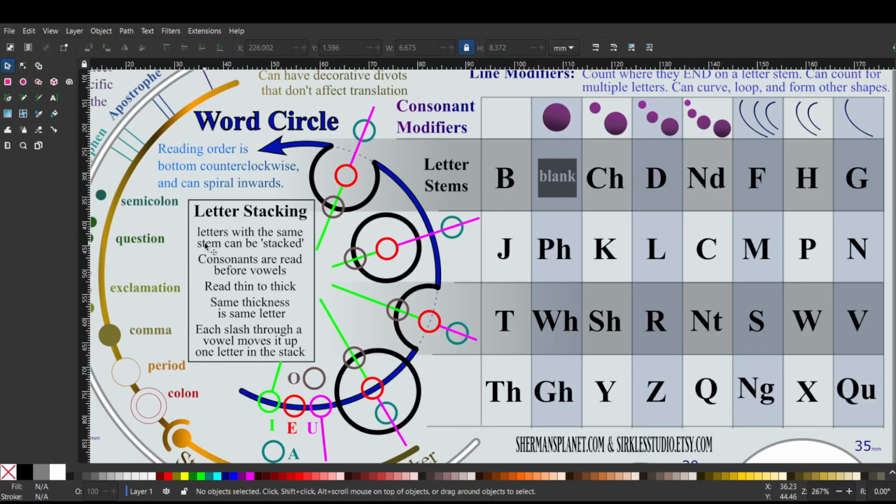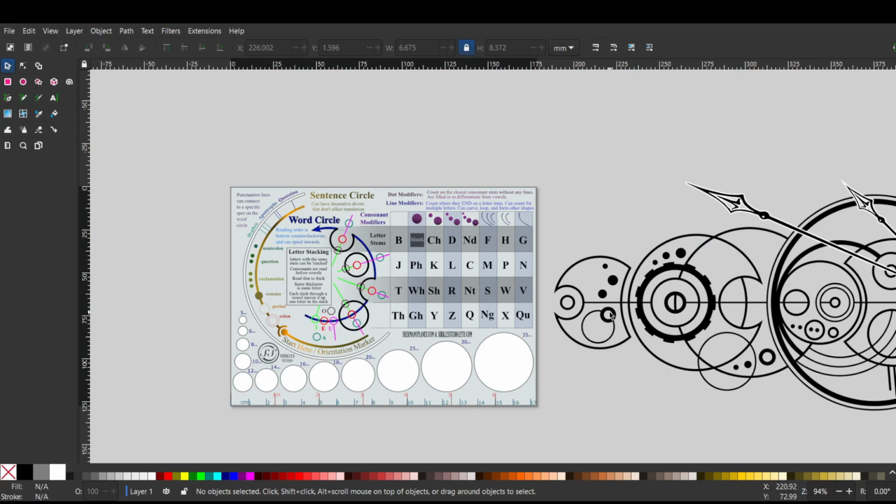And let me zoom into these rules. Letters with the same stem can be stacked, so anything in these rows can be stacked. And consonants are read before vowels. Okay, that's the rule we need, so we know that the J comes before the O. And then we have this next consonant, continuing counterclockwise. It's got 1, 2, 3 dots on it, and it has a shallow divot shape. So this shape right here, and that makes it an R.